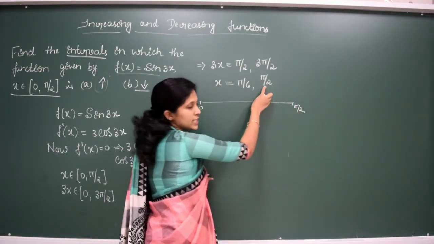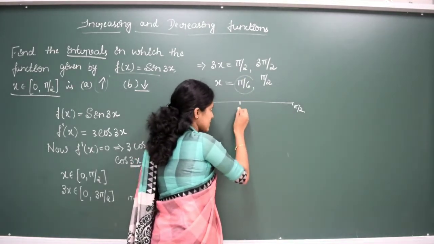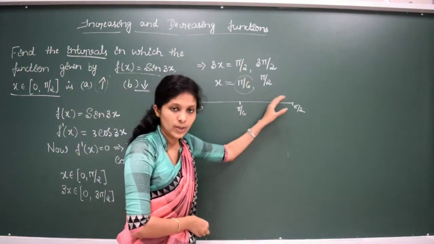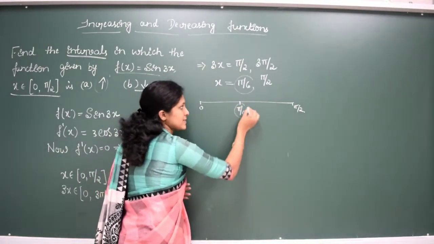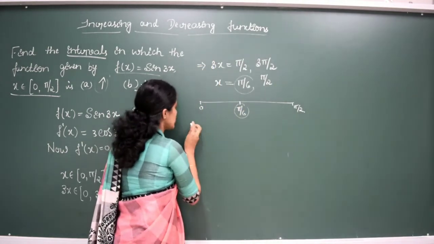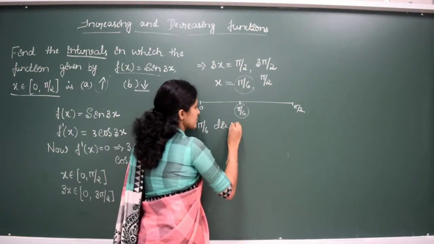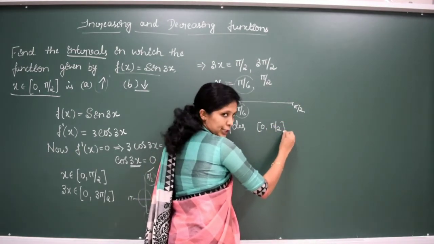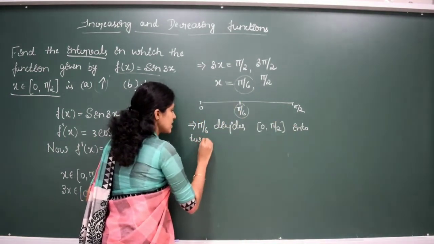Now, pi by 2 is already the endpoint, but pi by 6 is in between. So this pi by 6, I mean 30 degrees, will divide the interval 0 to pi by 2 into two disjoint intervals. Is it clear? This value pi by 6 divides the interval 0 to pi by 2 into two disjoint parts.